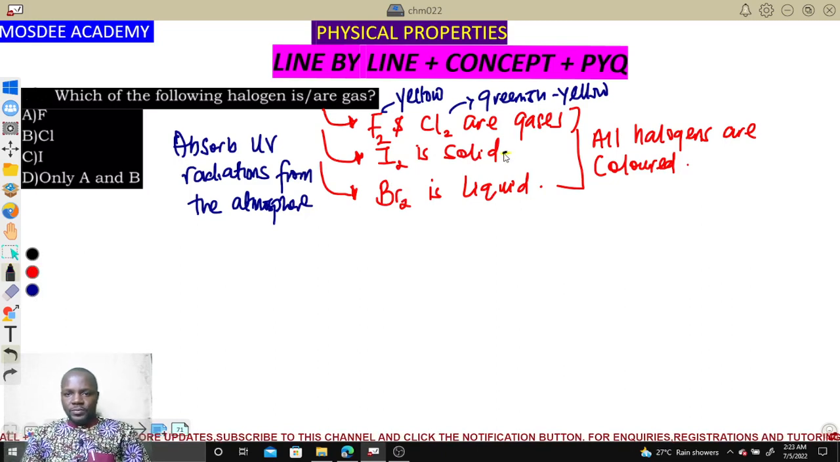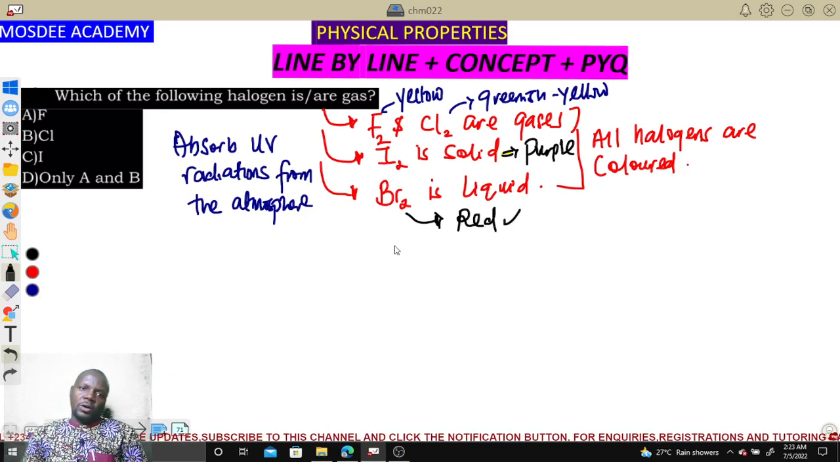Iodine is purple or violet, or blue-black, whatever you call it. Bromine is red. So that's the color. So let's start.